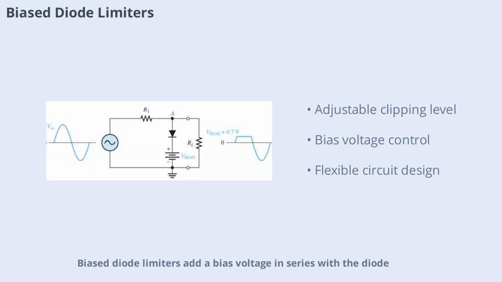Biased diode limiters add a bias voltage in series with the diode, allowing the clipping level to be adjusted. By changing the bias voltage, you can set the exact point at which the diode starts conducting and clipping the signal. This flexibility is valuable in applications where different voltage thresholds are needed. The circuit diagram shows how the bias voltage is incorporated, and the operation depends on the sum of the bias voltage and the diode's forward voltage. Let's see how this works for both positive and negative biased limiters.